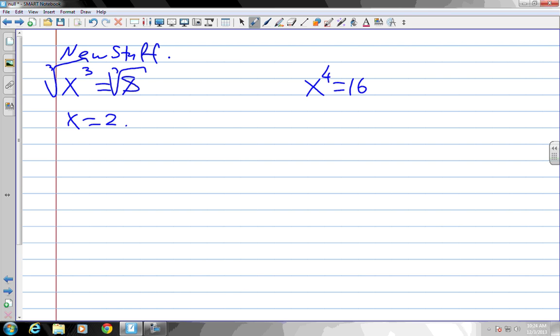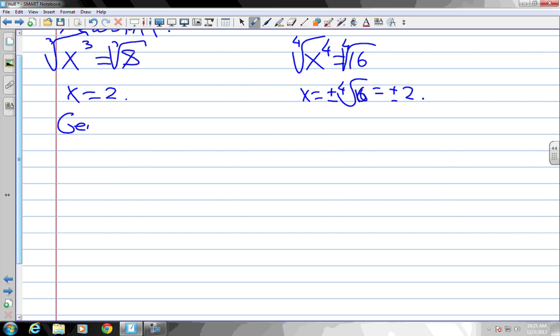Is that okay? Well, how about the 4th power? Yeah, you will need a plus or minus there. So every time you kill an even power, you're going to need plus or minus. Okay? Because both 2 to the power 4 equals 16, and negative 2 to the power 4 still equals positive 16. So you do need plus or minus there.